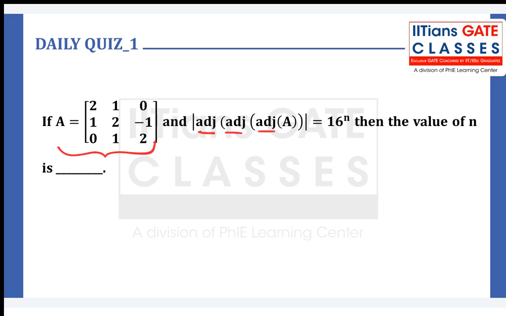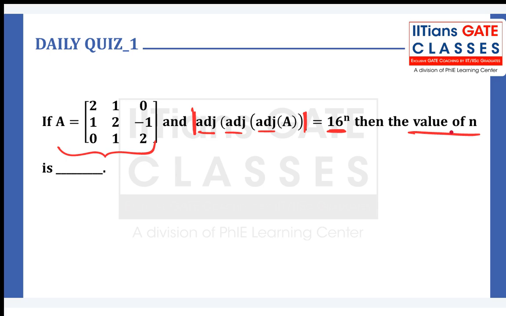These two vertical lines represent the standard symbol of determinant. It is given as 16 power n, and then you are supposed to find the value of n. It is a data entry type of question, no options are there.